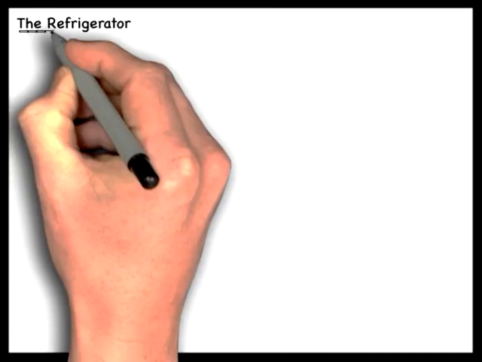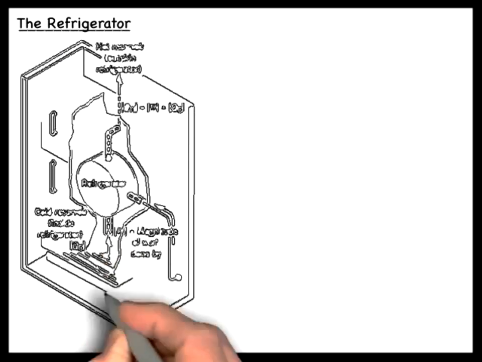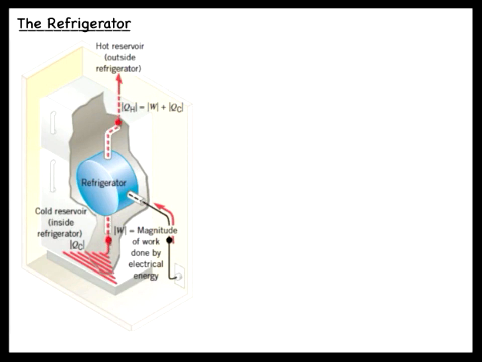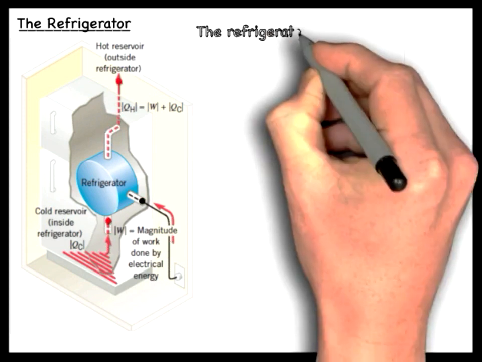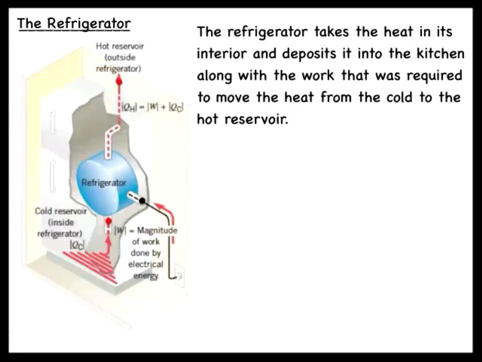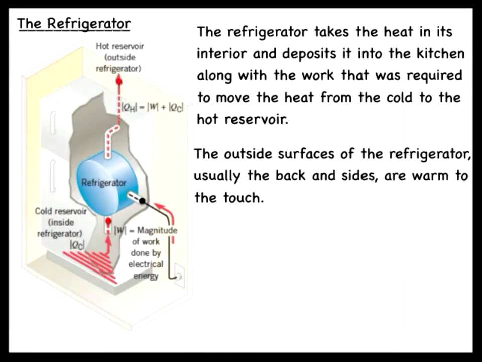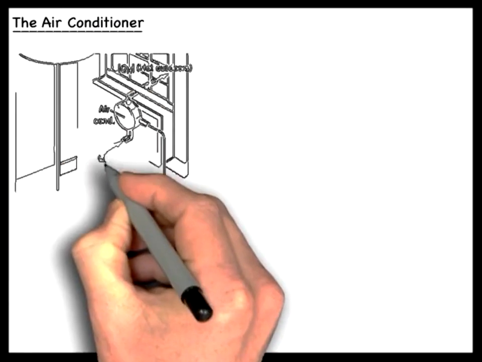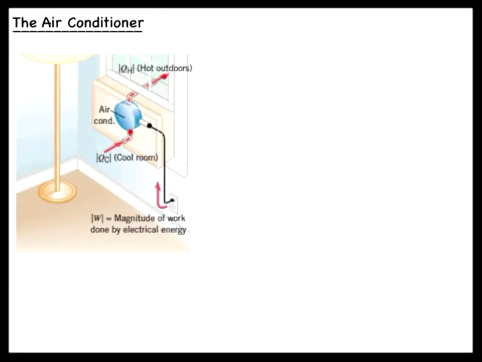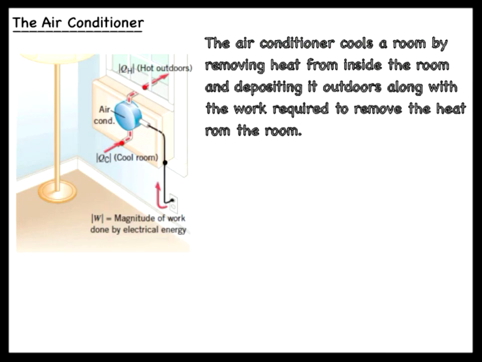In a refrigerator, the interior of the unit is the cold reservoir, while the warmer exterior is the hot reservoir. As the figure illustrates, the refrigerator takes the heat from the food inside and deposits it into the kitchen, along with the energy needed to do the work of making the heat flow from cold to hot. For this reason, the outside surfaces of the refrigerator, usually the back and sides, are warm to the touch. An air conditioner is essentially a large version of the refrigerator, where the cold reservoir is the entire room and the hot reservoir is outdoors. The figure shows a window AC unit which cools a room by removing heat from the room and depositing it outside, along with the work used to make the heat flow from cold to hot.